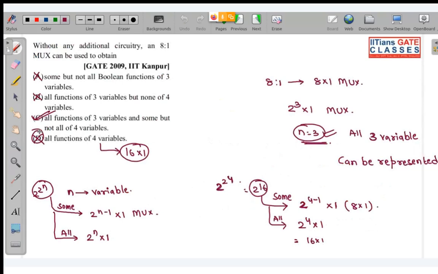So whenever they ask you, you try to break this mux in this form, 2 to the power n cross 1. Now if you break it, all the n variables can be represented using it. But n plus 1 variables cannot be represented using this one. Okay, n plus 1 variables cannot be represented using a 2 to the power n mux.